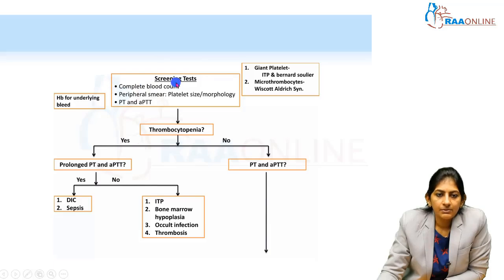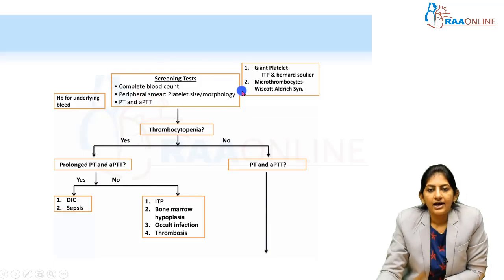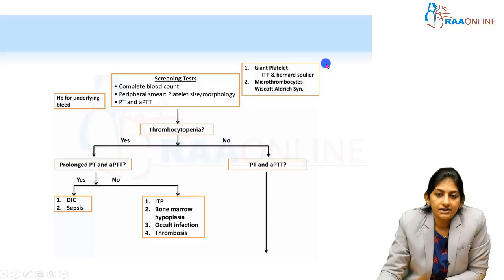So you have done a complete blood count and peripheral smear, and you have seen giant platelets or very small platelets. Giant platelets, then definitely think of Bernard-Soulier syndrome, and even in ITP there can be giant platelets. Okay, 2 differentials for giant platelets. Next, microthrombocytopenias, where the platelets are very small in size. Think of Wiskott-Aldrich syndrome, which is the inherited immunodeficiency syndrome.